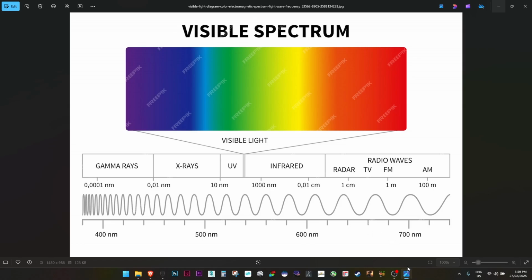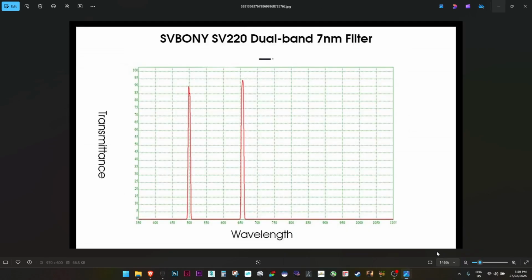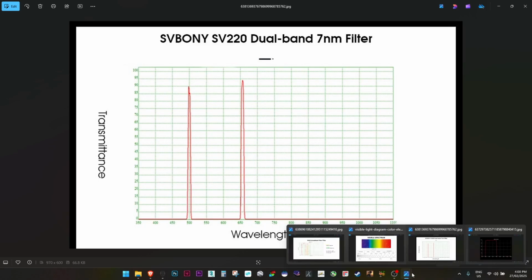So to put that in perspective, when you are buying a filter, as an example, like this one, the SV220, this is the wavelength here of the hydrogen alpha, and this one is the oxygen 3. So this is closer to the red and this is closer to the blue. This filter is allowing these two colors only to be shown and blocking anything in the middle of it. So what is in the middle of it?